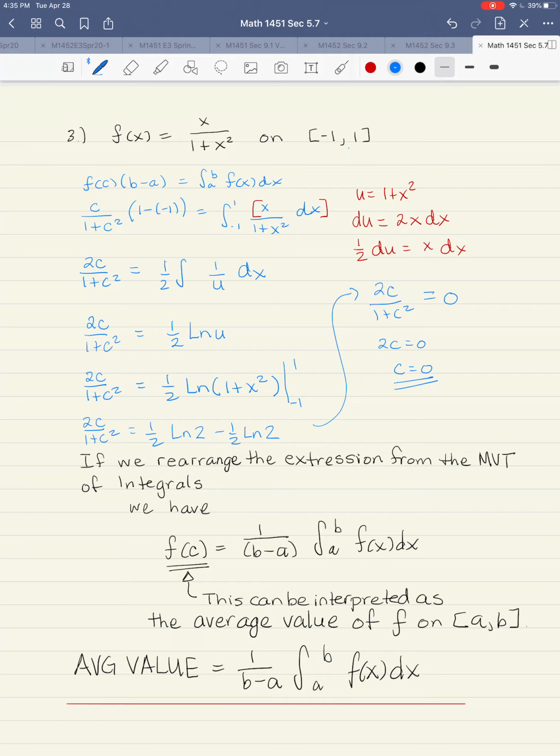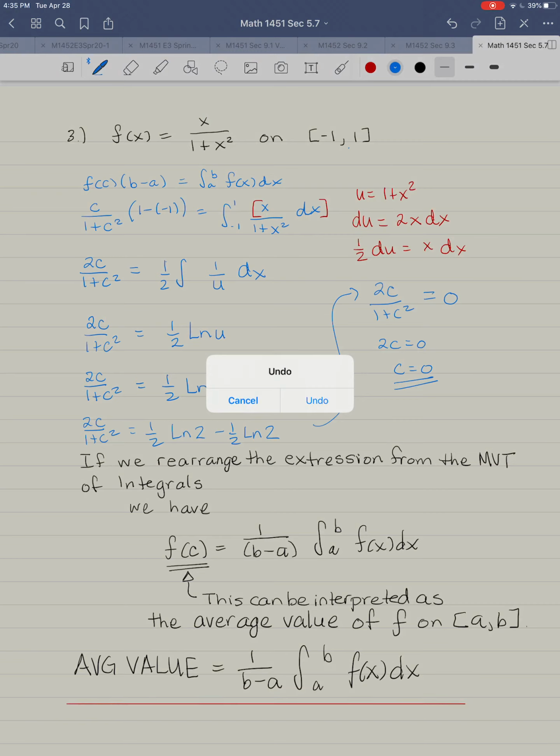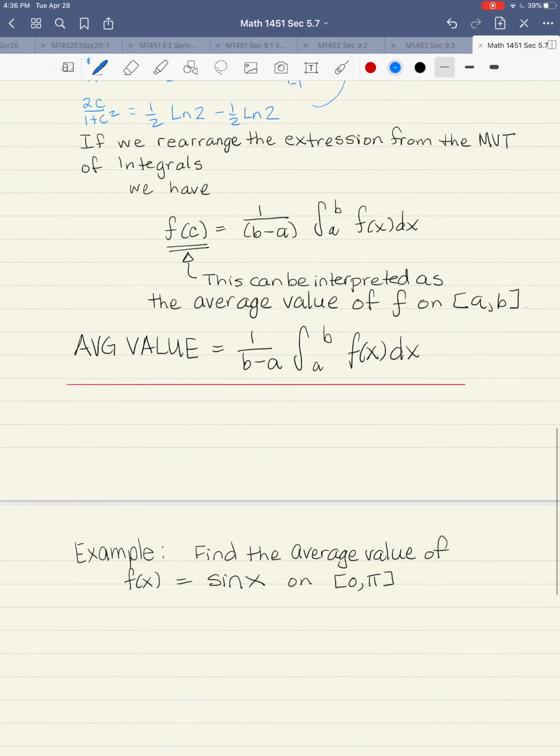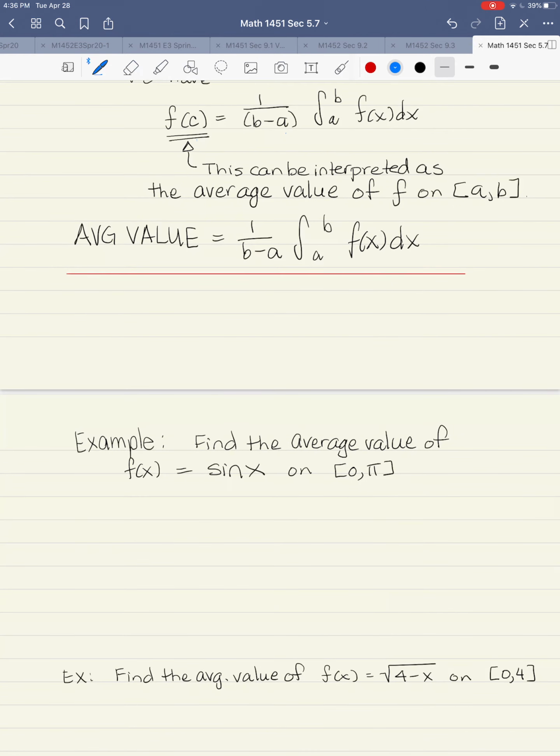The next application just comes from rearranging the expression from the mean value theorem for integrals. If we take the b minus a and divide both sides by it, that says that there's some value of the function that equals the area divided by the length of the interval. Well, you can think of the area as the total of all of the y values divided by the length of the interval. If you take your total and divide by how many you have, then you've got an average value. And that's what this is called, the average value of a function. So we're looking for the average value of a function, and we do that by finding the area under the curve and dividing by the length of the interval.